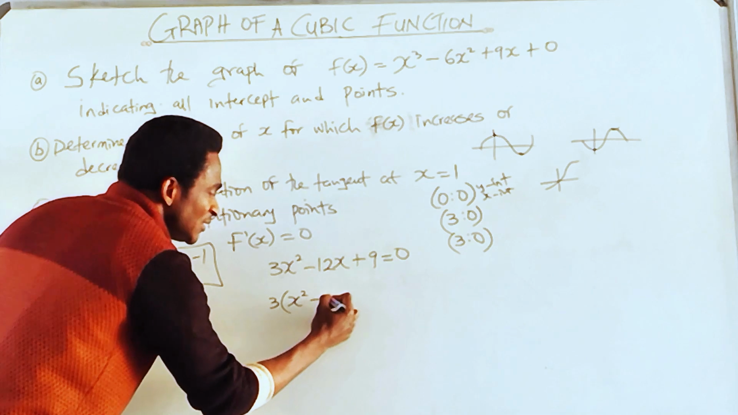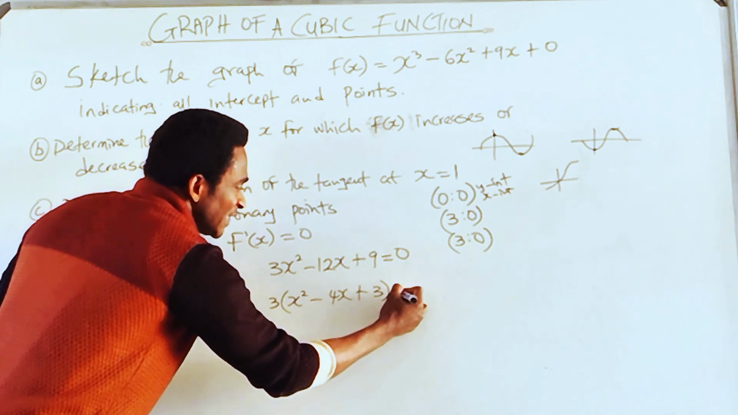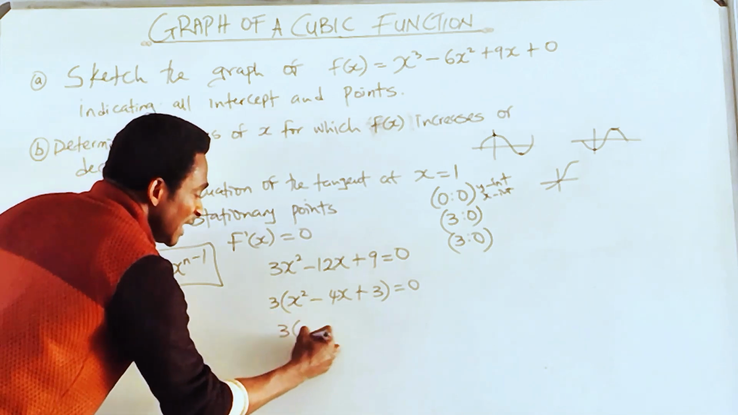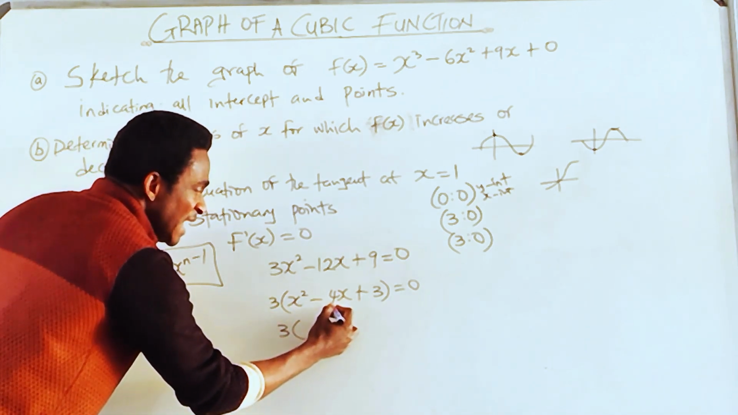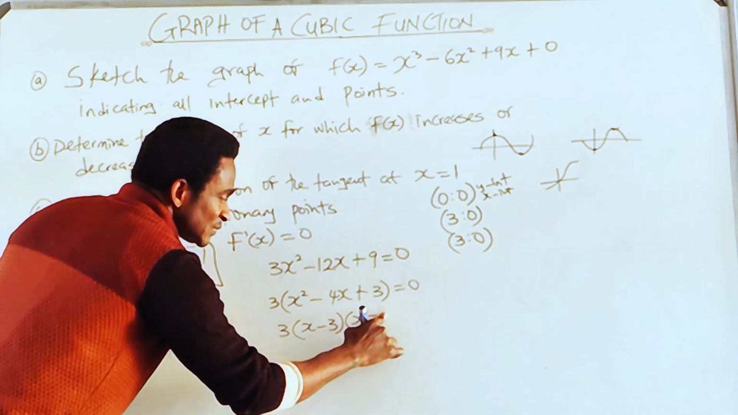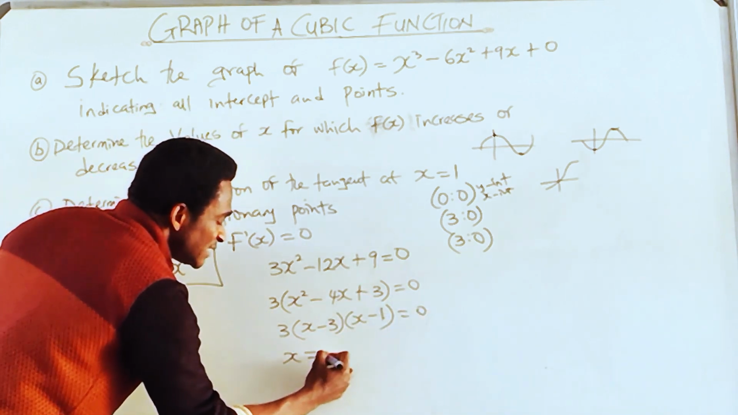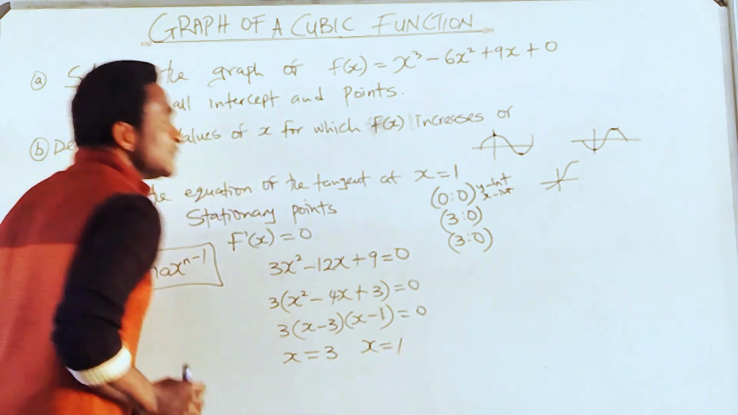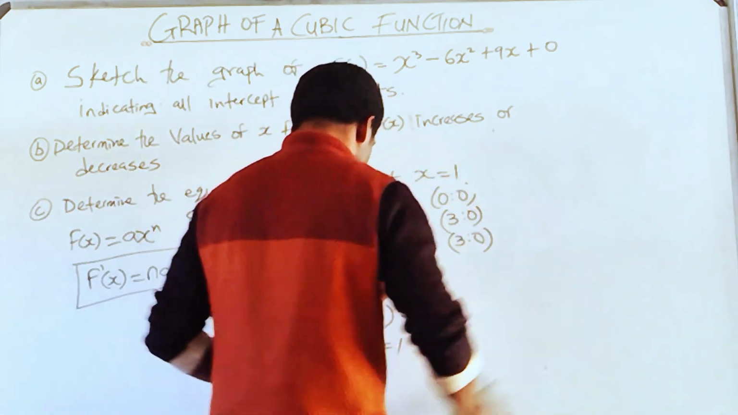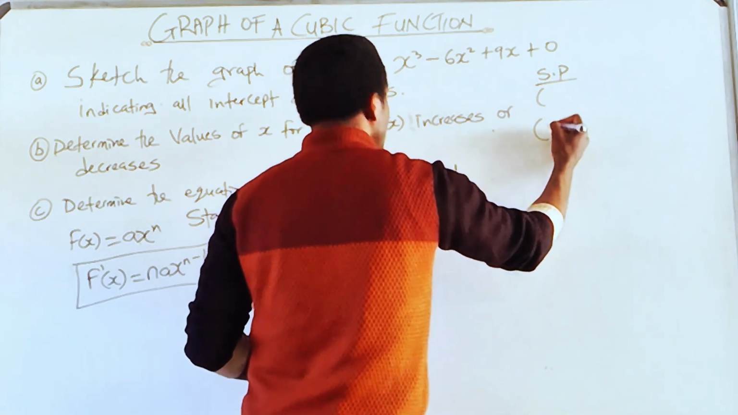Then we have x squared minus 4x plus 3. And then I'll check if this is factorizable. You can also factorize using the whole thing. Now, here I have minus 3 and minus 1, which gives me minus 4. Minus 3 times minus 1 gives me 3. So the two values of x are 3 and 1. I have gotten the values of x for my stationary points. So for my stationary points, I have 2 coordinates already in the making.